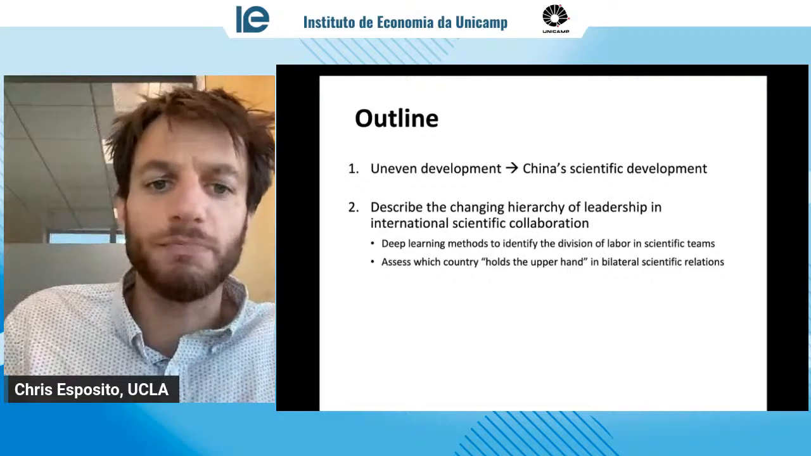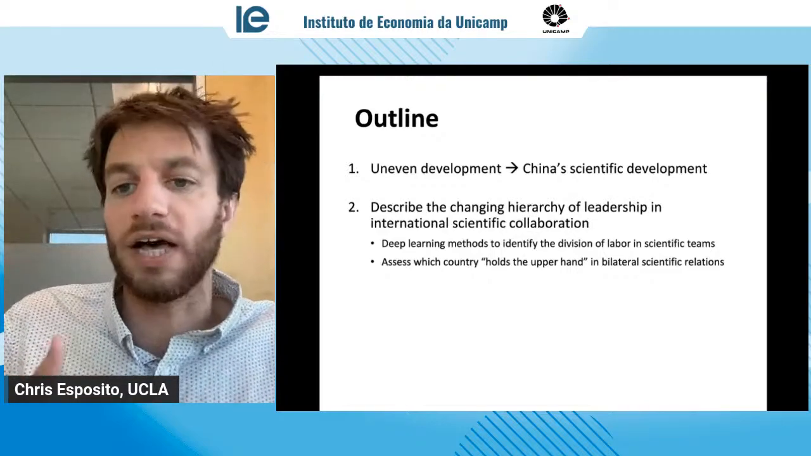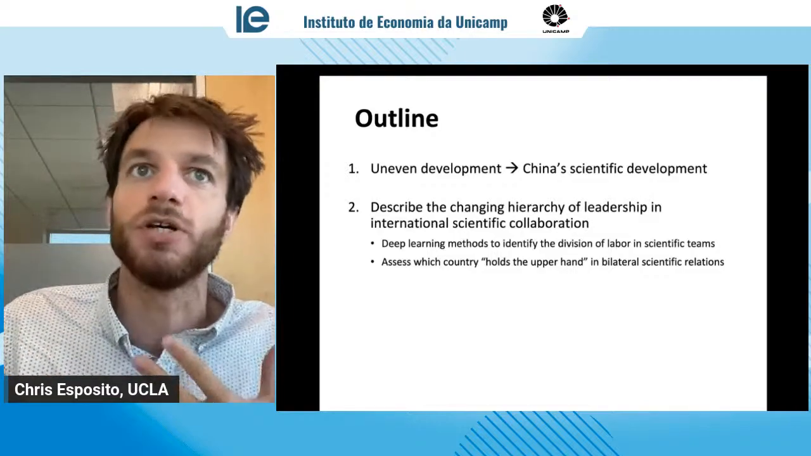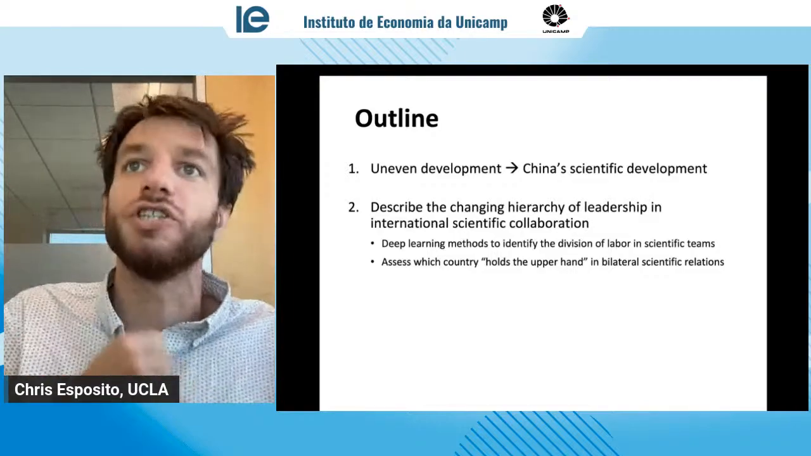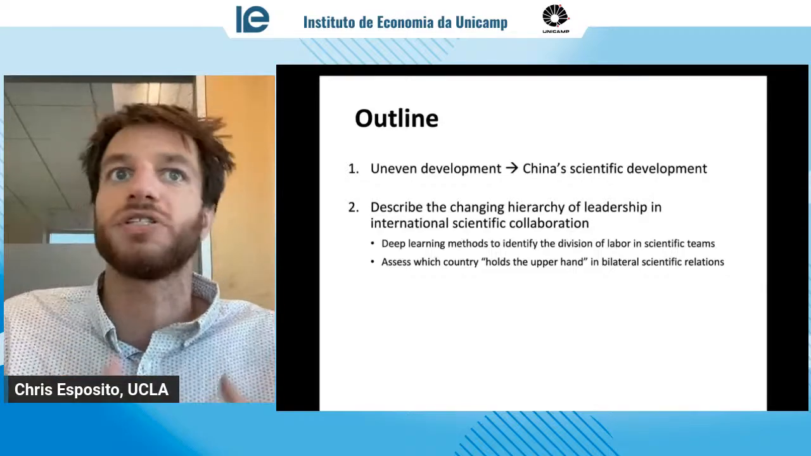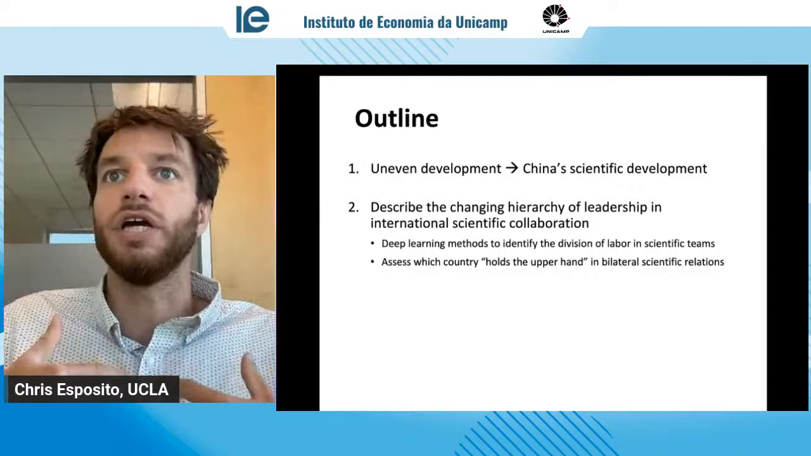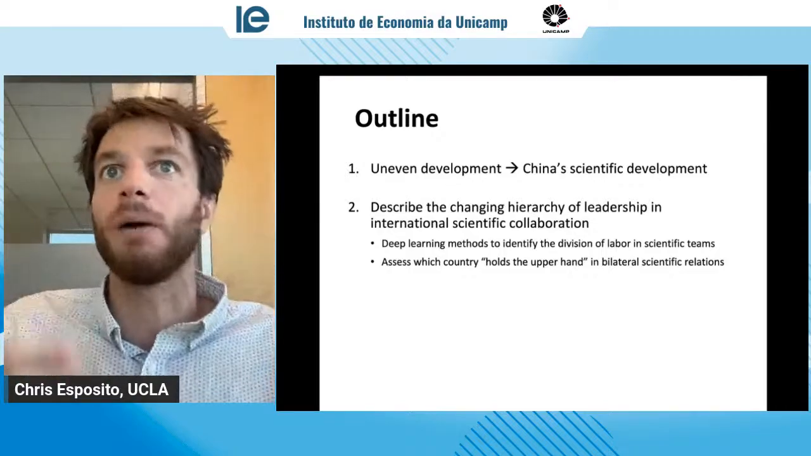So as I alluded to, this basically gets us a way to say which countries hold the upper hand in bilateral scientific collaborative relationships, with holding the upper hand meaning that you're in the position of power, you're the one leading and directing, while the other country you collaborate with, or the scientists of the other country, are the ones who are supporting the orders or the leadership coming from a different place.